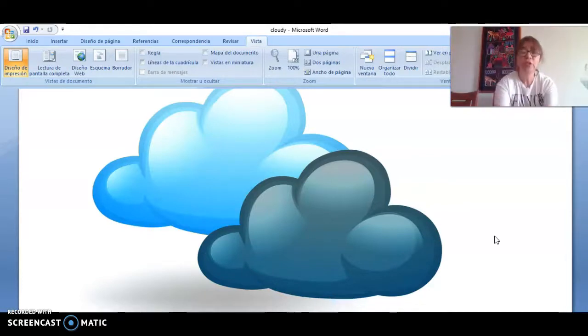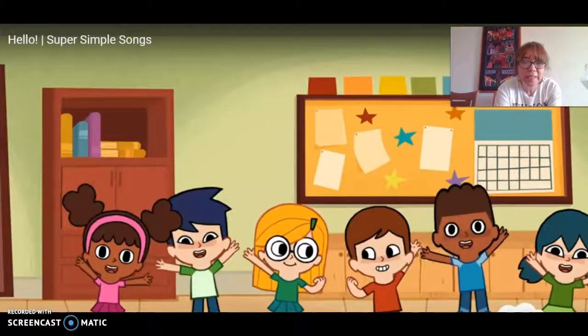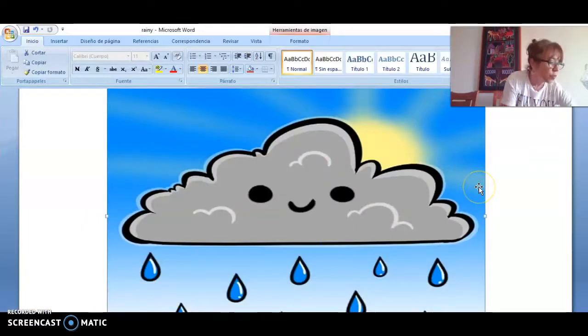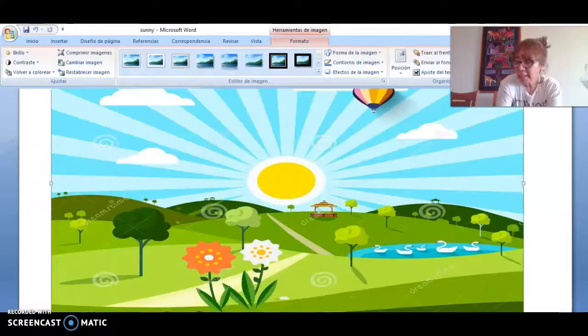Or maybe today is, let's see, maybe today it's rainy. Is it rainy today? When it's rainy, we use the umbrella, yes. So this one is the umbrella when it's raining. Or maybe today is sunny. Is it sunny today? Oof, it's hot. Sunny and hot.